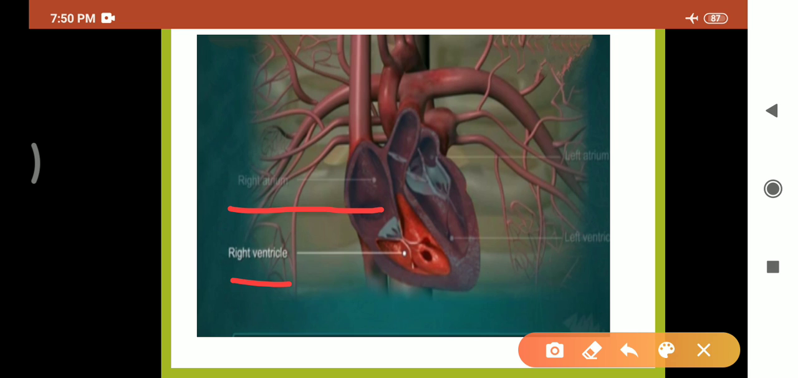When it lies on the left side, the name is left atrium, and below the left atrium the left ventricle is present. When you see the right side, the same format is present. The upper chamber is called the right atrium and the lower chamber is called the right ventricle, right?